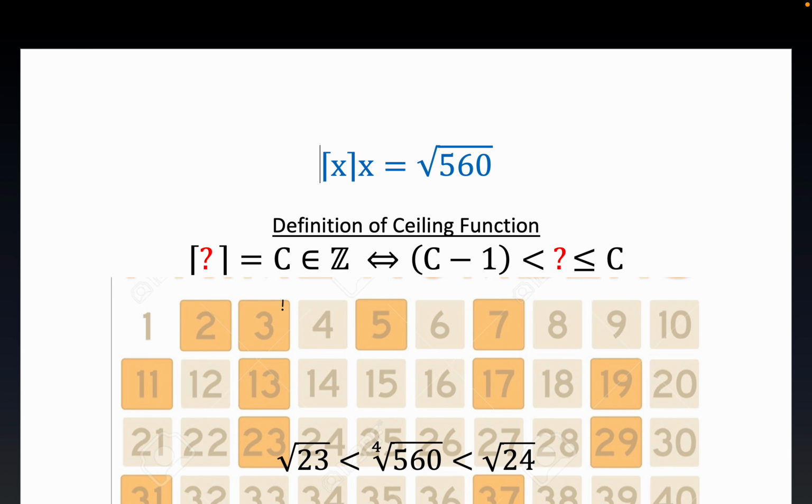Everybody, today we're doing an equation that involves a ceiling function. So let's briefly review what the ceiling function does. It's the opposite of the floor function, more or less. Now we're working with an irrational constant on the right-hand side.